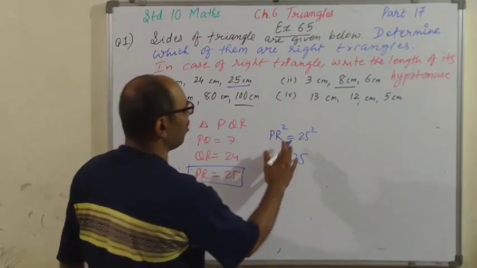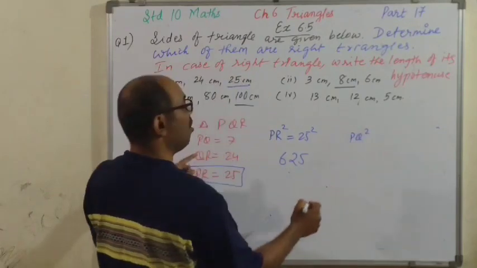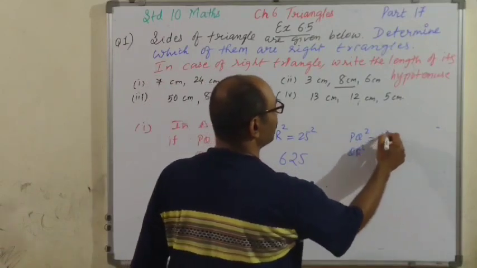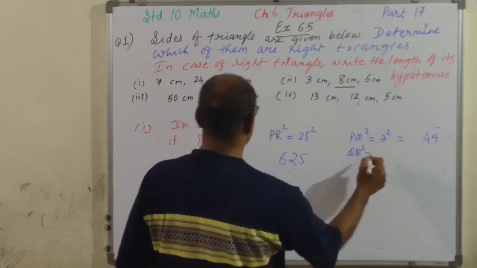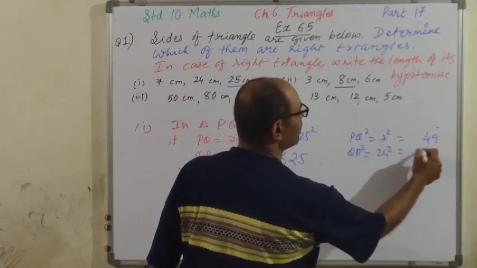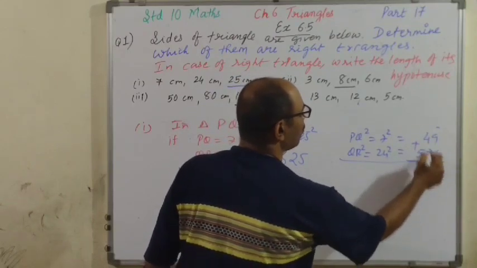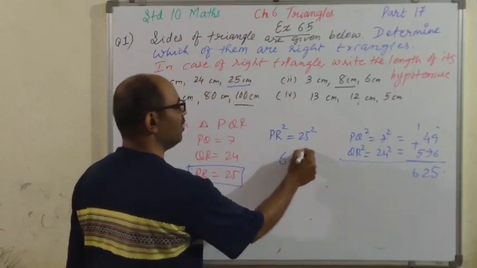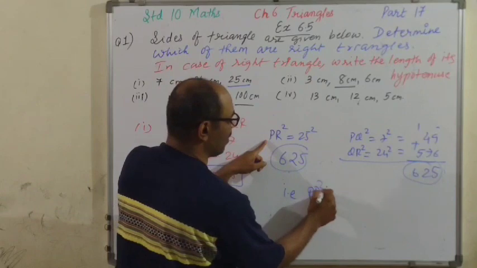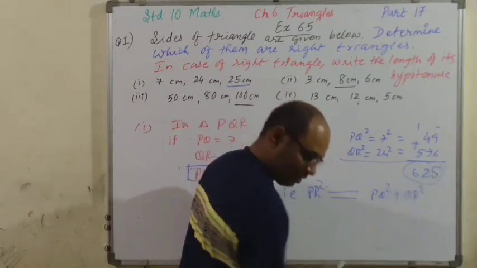ठीक है, ओके. नाउ यहां लिखो PQ स्क्वायर और नीचे QR स्क्वायर. व्हाट इज PQ स्क्वायर? 7 स्क्वायर, दैट इज 49. व्हाट इज QR स्क्वायर? 24 स्क्वायर, दैट इज 576. दोनों का प्लस करो. 625, दोनों इक्वल. IE यहां लिखो PR स्क्वायर इज इक्वल टू PQ स्क्वायर प्लस QR स्क्वायर.